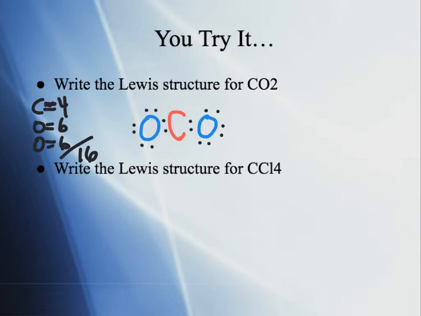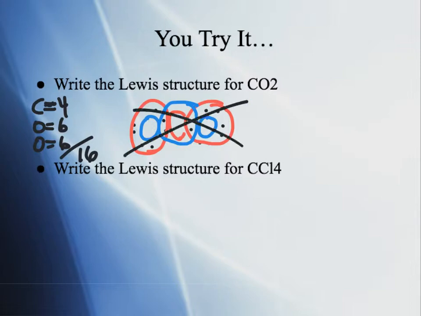Okay, so if we did it like this, the oxygens have octets, but the poor carbon in the middle only has 4 electrons around it. He needs 8. So nice try. That's not going to work. Okay, so let's try again.